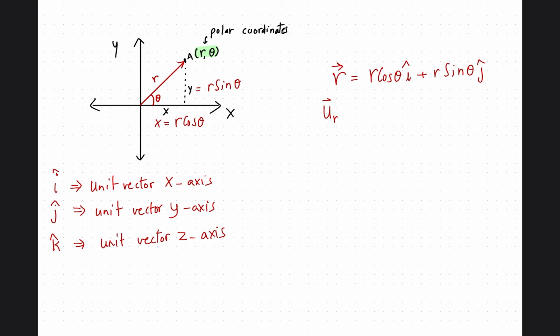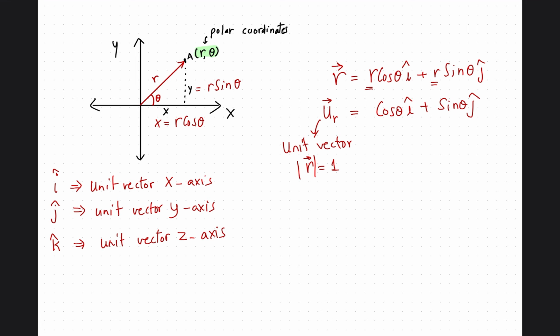So UR, the unit vector for R, we can write as cosine theta I cap plus sine theta j cap. How can I write that? Because I said that it's the unit vector, so definitely its magnitude should be equal to 1. The magnitude of R should be equal to 1 if I'm talking about the unit vector.